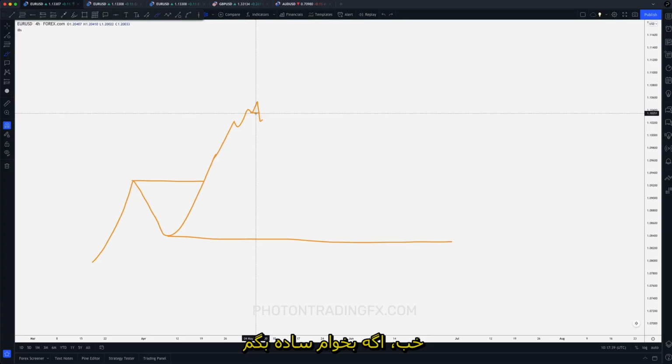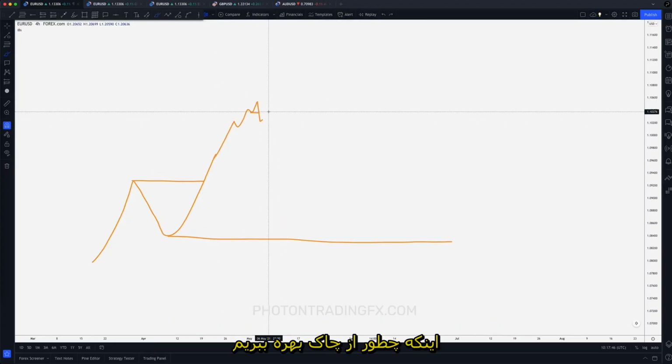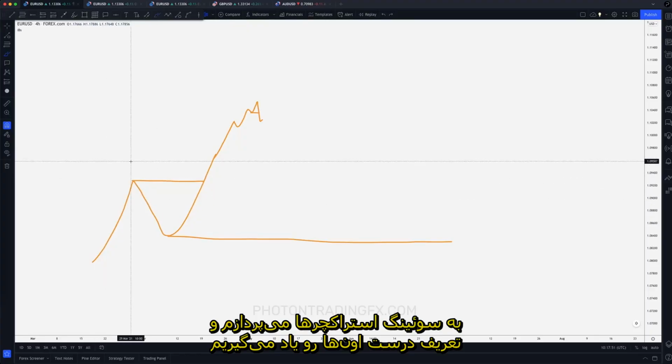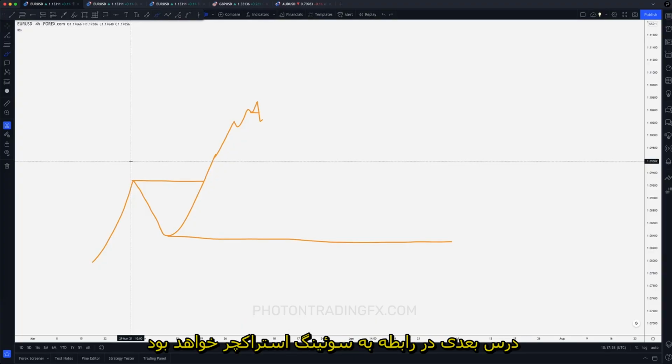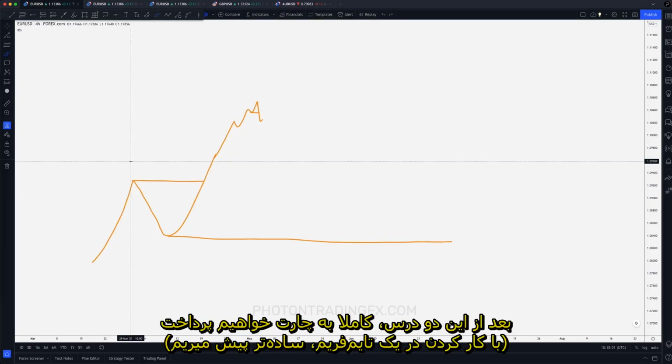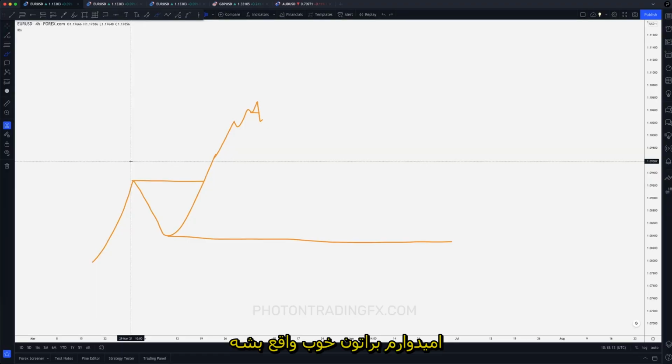So to keep it simple, in this lesson we're going to focus on internal structure, how we map it, and then how we use change of character. And then in the next lesson, we're going to look at how I map swing structure and how you can define it mechanically. So this lesson is internal structure and change of character. The next lesson is swing structure. And then from then on, we're going to look at full chart walkthroughs, keeping it simple to one time frame, and that is where you're going to see how we combine both swing structure and internal structure together. Okay, so hopefully that makes sense, right?